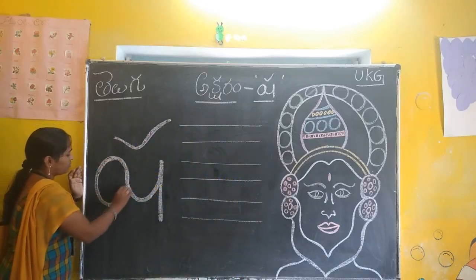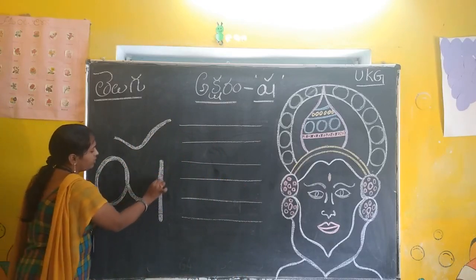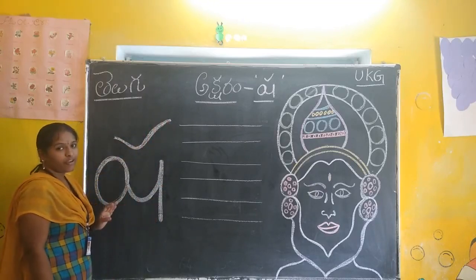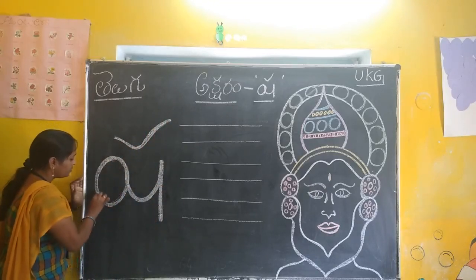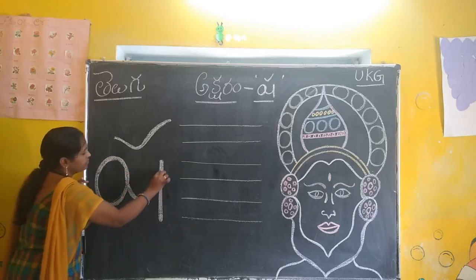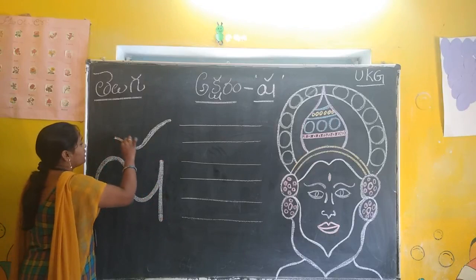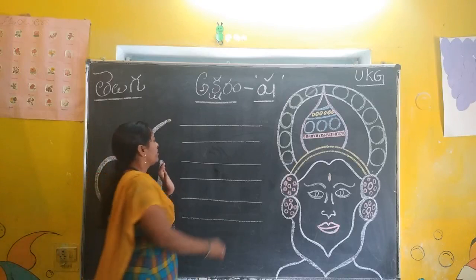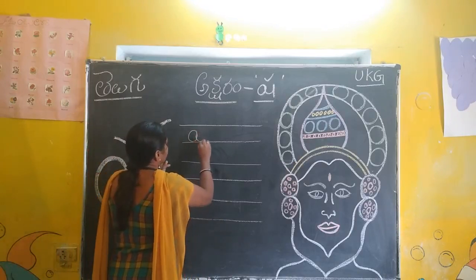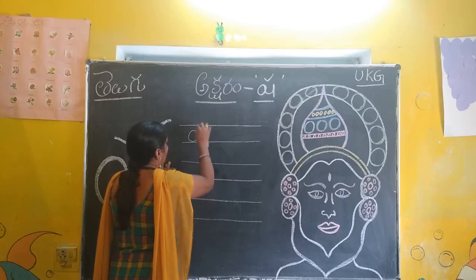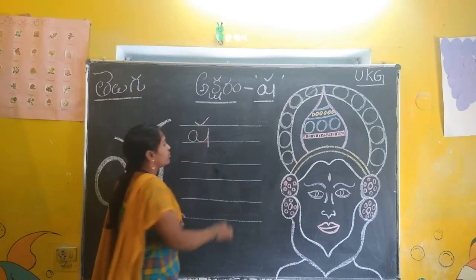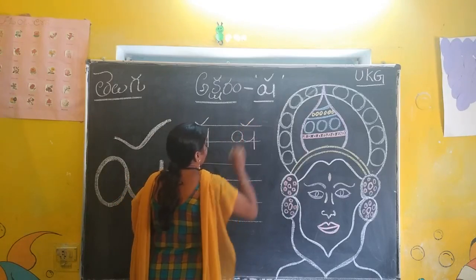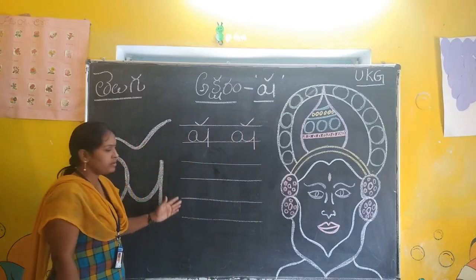Sha. First put a circle. Next, a talakattu. Sha veshamu. Once repeat children. Circle, talakattu, sha, veshamu. How to write in lines. Look here all of you. Sha, veshamu, sha, veshamu. Leave one line, write in the next line.